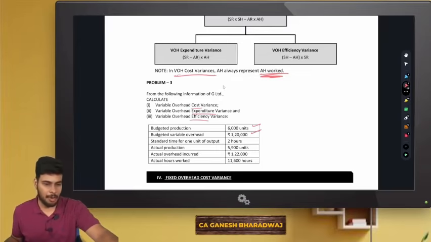Standard time for 1 unit of output, 2 hours. Actual production, 5,900 units. Actual overhead incurred, 1,22,000. Actual hours worked, 11,600. Correct?